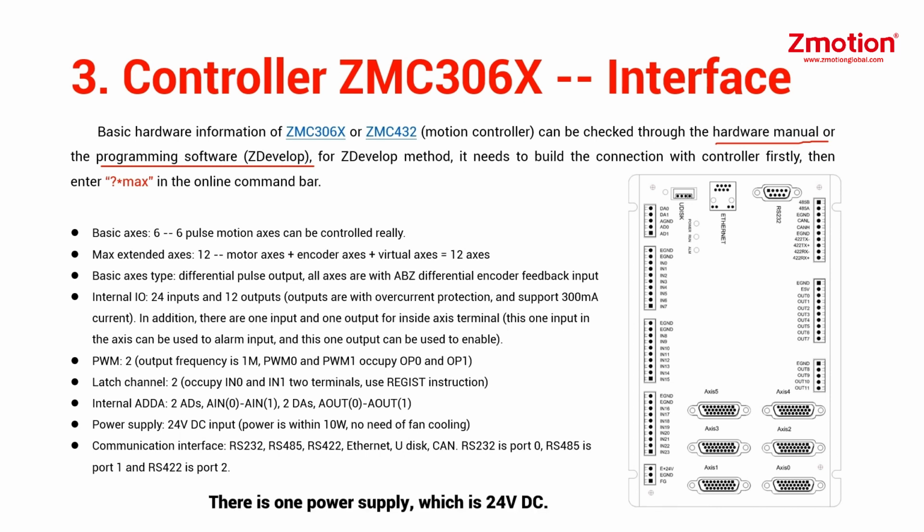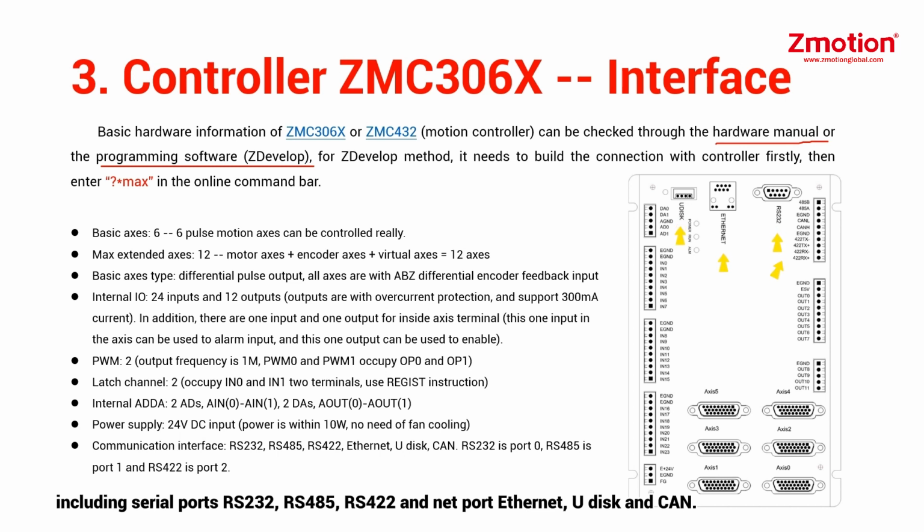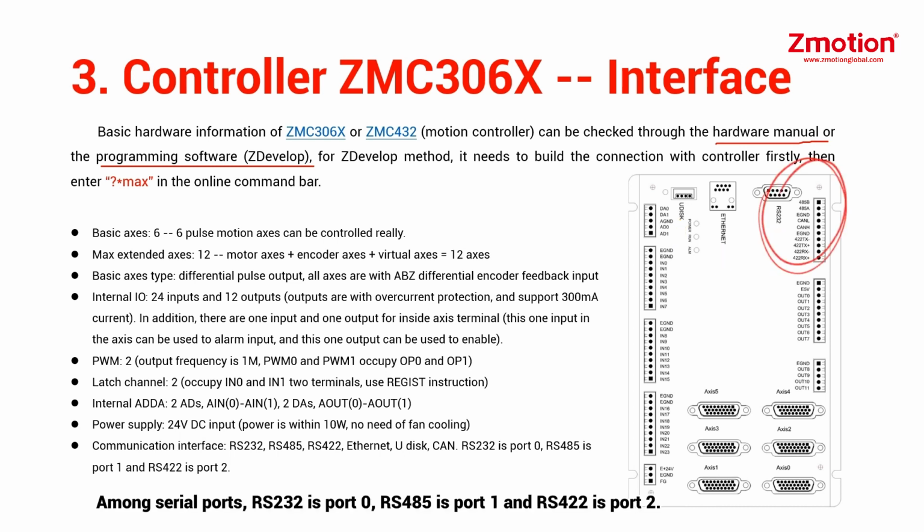There is 1 power supply, which is 24 volts direct current. And it can be seen there are many communication interfaces, including serial ports RS232, RS485, RS422 and net port Ethernet, UDISC and CAN. Among serial ports, RS232 is port 0, RS485 is port 1 and RS422 is port 2.